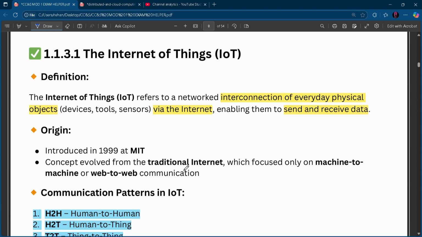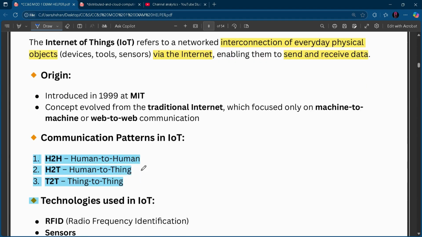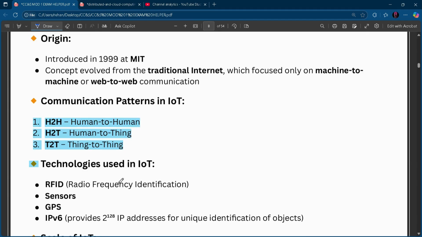The concept evolved from the traditional internet, which focused only on machine to machine or web to web communication. What is the pattern of IoT? Human to human, like how we both are doing. Human to thing, like how AI uses my content to train some model. Thing to thing, like sensors to actuators, without AI involved. Human to thing is like a feedback type of thing, how you gain something from data, like monitoring. Human to thing communicates like that.